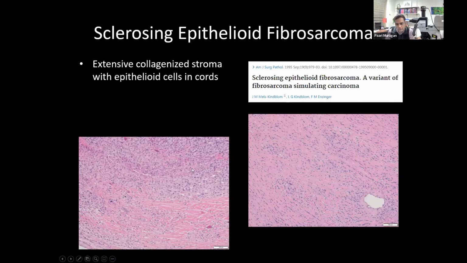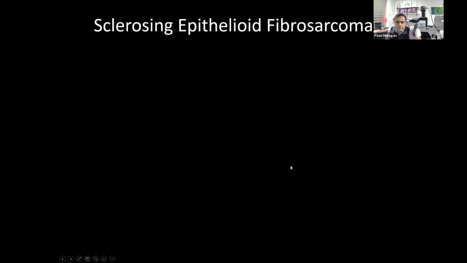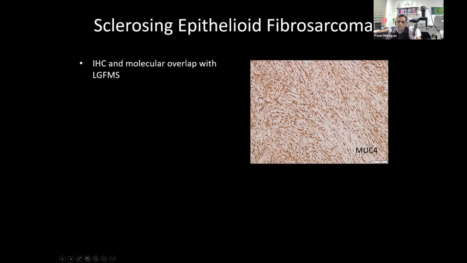So here's a comparison image from our case, and you can see there is a morphological overlap with LGFMS where there is somewhat of a resemblance between these areas over here with these areas in SEF, and also these areas with the more poorly differentiated parts of SEF. Okay, so not just morphology. Again, we look at IHC and molecular overlap with LGFMS, and we know that MUC4 is strongly and diffusely positive in SEF as it is in LGFMS.